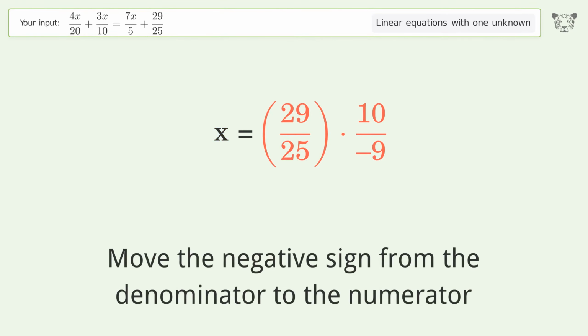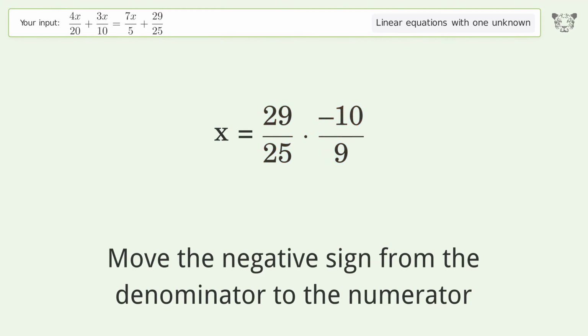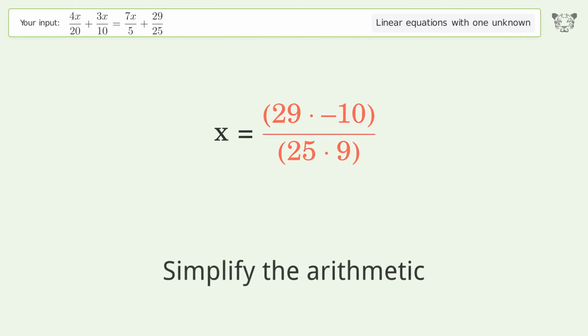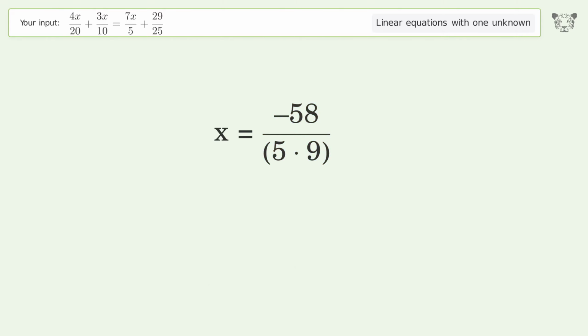Move the negative sign from the denominator to the numerator. Multiply the fractions. Simplify the arithmetic. And so the final result is x equals negative 58 over 45.